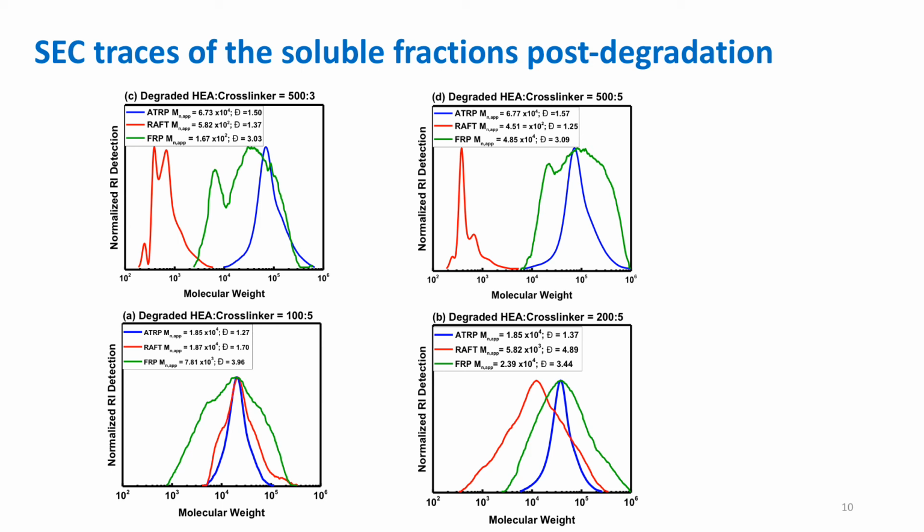In ATRP, which is in blue color, you can see all peaks are well-defined narrow peaks compared to RAFT, which proves that it has a well-defined and well-controlled network compared to the RAFT.